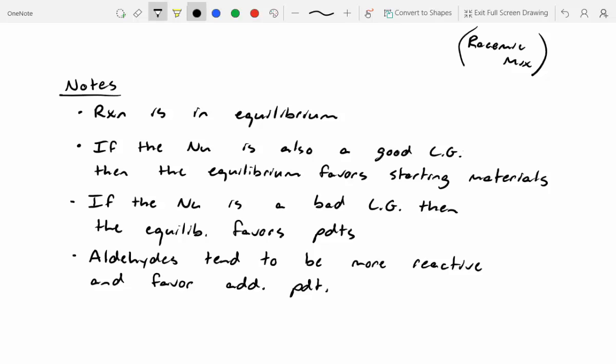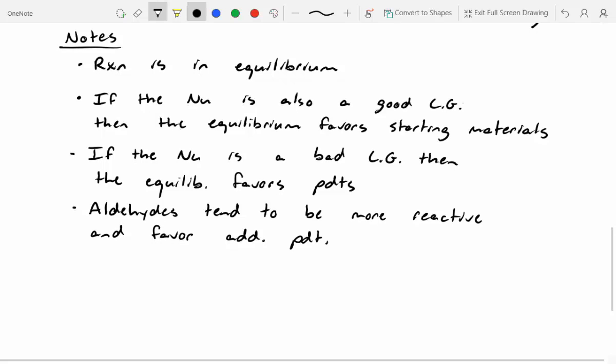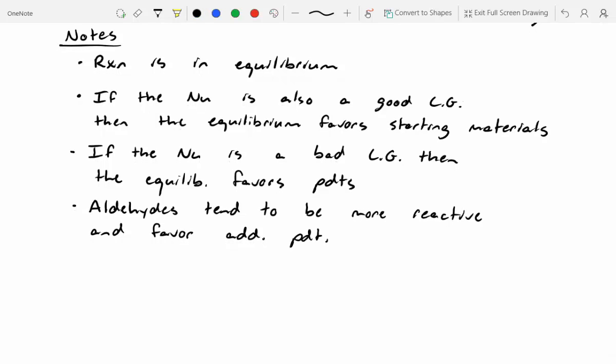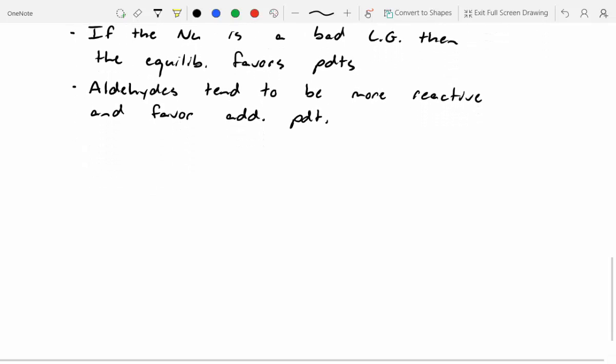All right, let's make a little bit of a chart here. I want to focus on different types of nucleophiles. So let's make a list of commonly used nucleophiles.